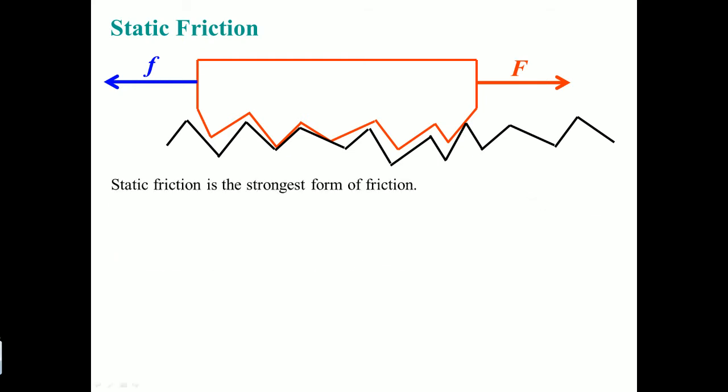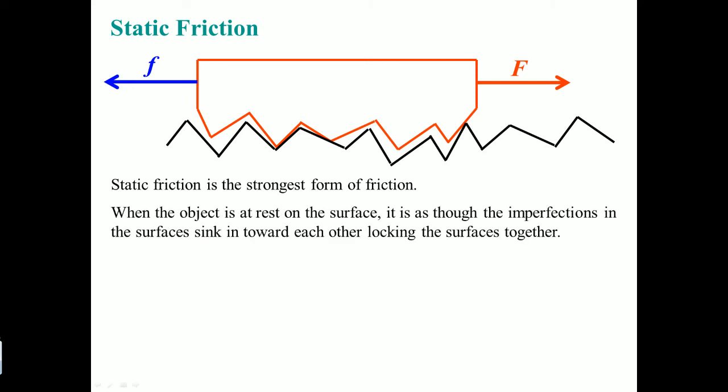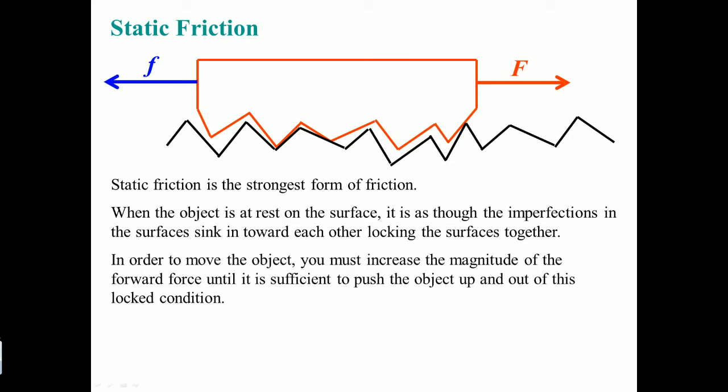Static friction is the strongest form of friction. When the object is at rest on the surface, it is thought that the imperfections in the surface sink in towards each other, locking the surfaces together. In order to move the object, you must increase the magnitude of the forward force, that's the red F, to the right until it is strong enough to push the object out of its locked condition. That's why we say that the static friction is larger than the kinetic friction.